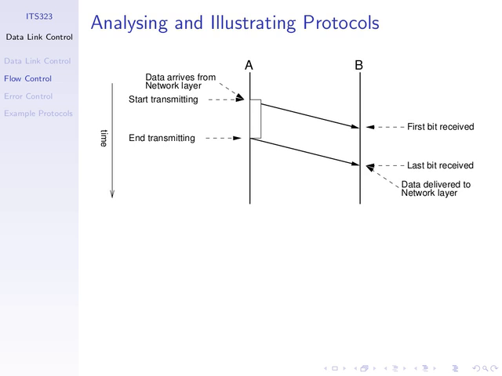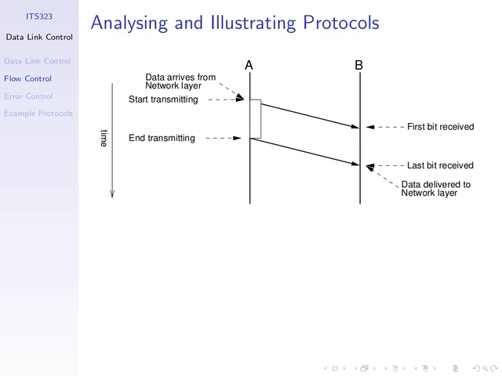Because normally we cannot do anything until we have the entire frame. So at this point in time, the last bit has been received, the entire frame has been received, and we can process that frame and send it, in this example, to the network layer. That is, we've delivered that frame from A to B.